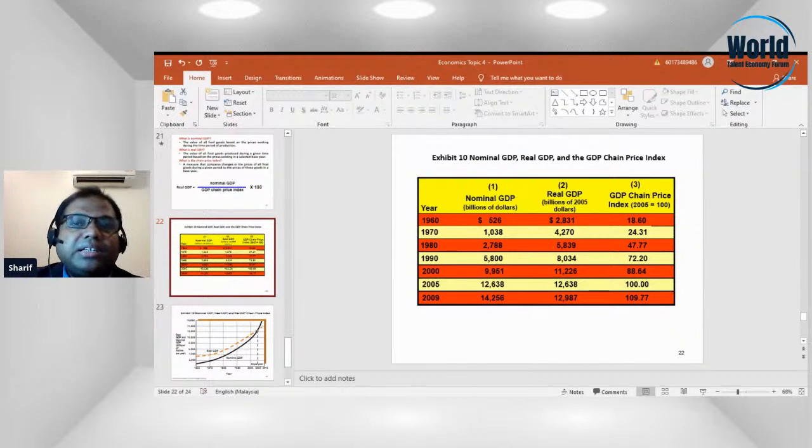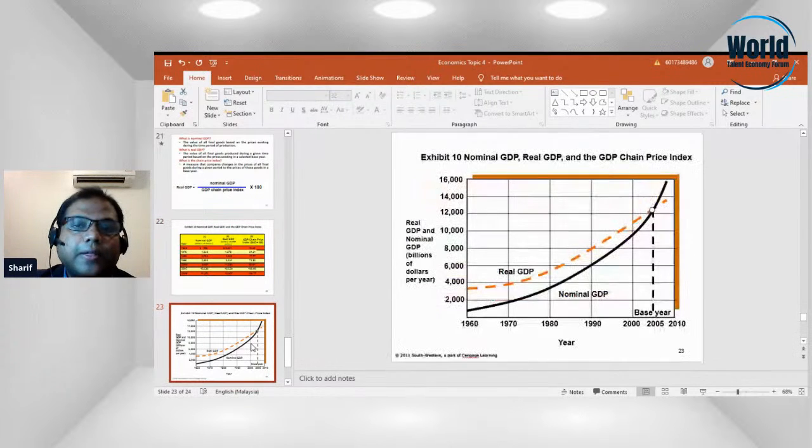So nominal GDP, real GDP, and GDP chain price index. In 1960, nominal GDP was $526, real GDP $2,831, and GDP chain price index 18.60. Same thing in 2009, nominal GDP was $14,256, real GDP $1,287, and GDP chain price index 109.77.